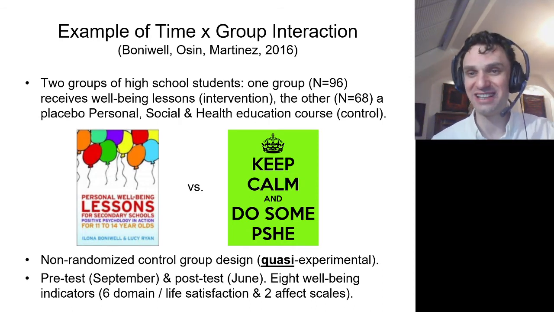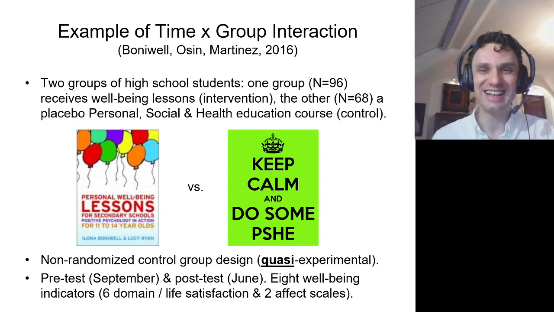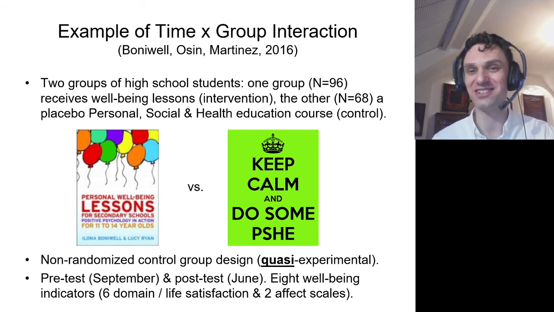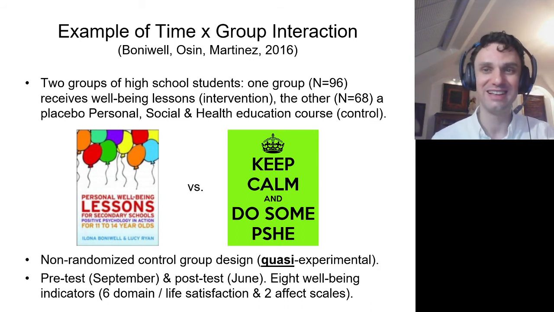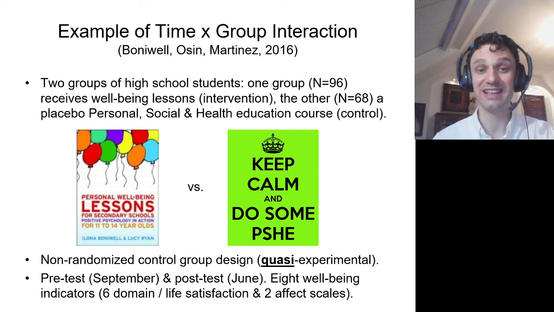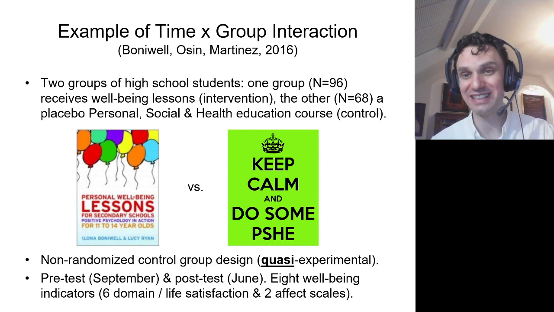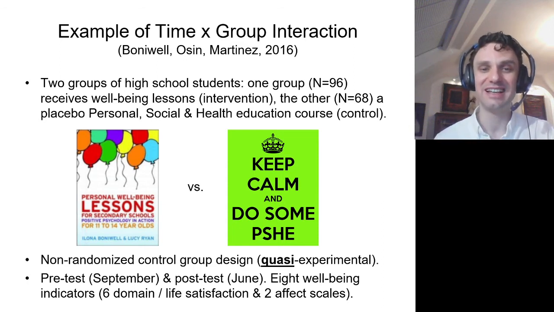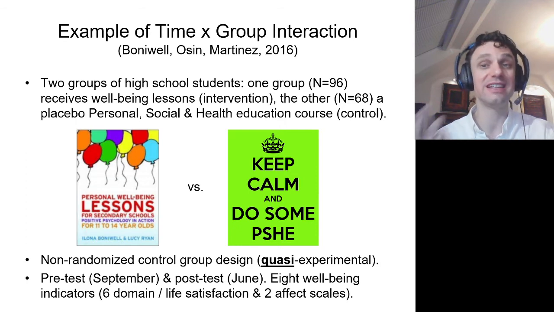There were a lot of challenges because teachers forgot to ask some students to sign their questionnaires, and we lost a lot of data just because of this. We could not match the data in September and in June for some people. So we were left with 96 people in the intervention group and 68 people in the control group, which was still not too bad. And we measured satisfaction with life by domains, satisfaction with self, friends, school, etc., satisfaction with life in general, and we measured positive affect and negative affect experienced over the past 2 weeks.